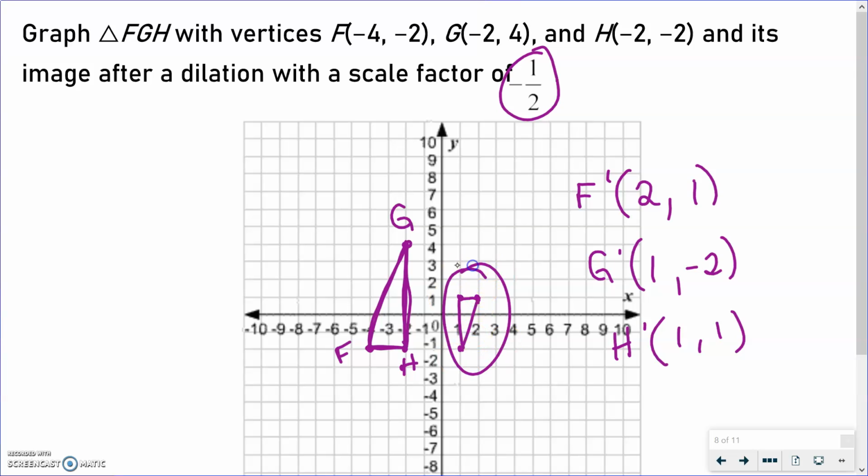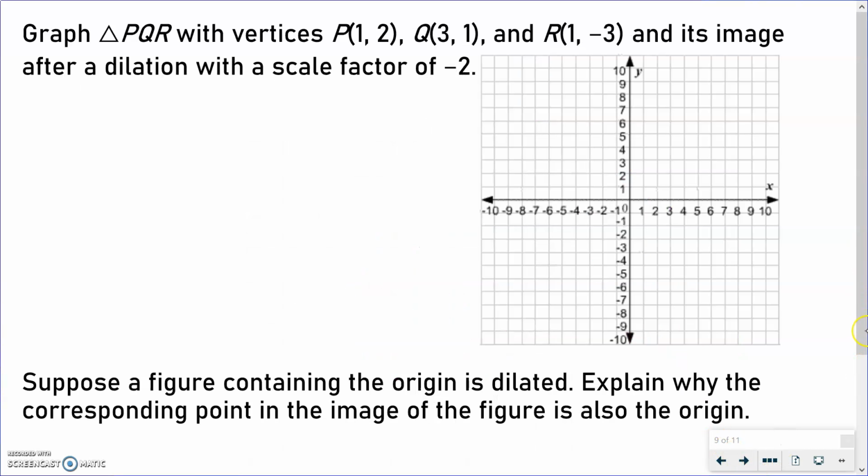And so this triangle is going to be similar to this triangle, and its orientation has flipped. Okay, so if you have a negative when you're doing a dilation, it changes the orientation as well as the size. Okay. All right, we're going to do one more.